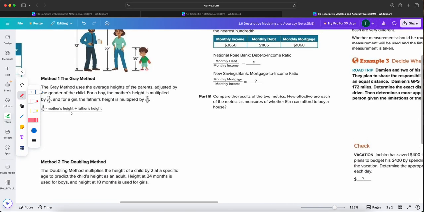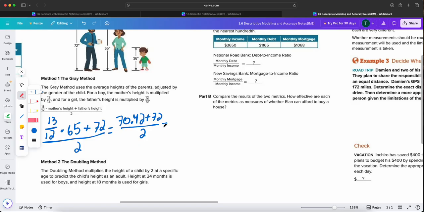So we're going to have 13 over 12 times the mother's height, which was 65 inches, plus the father's height, which is 72 inches, all divided by 2. So if we multiply 13 over 12 by 65, that is going to get me 70.42 plus 72 over 2.